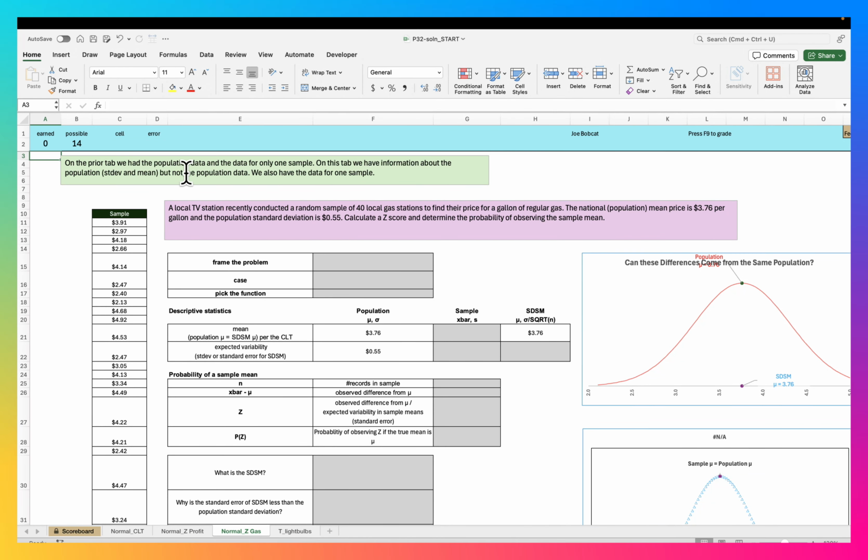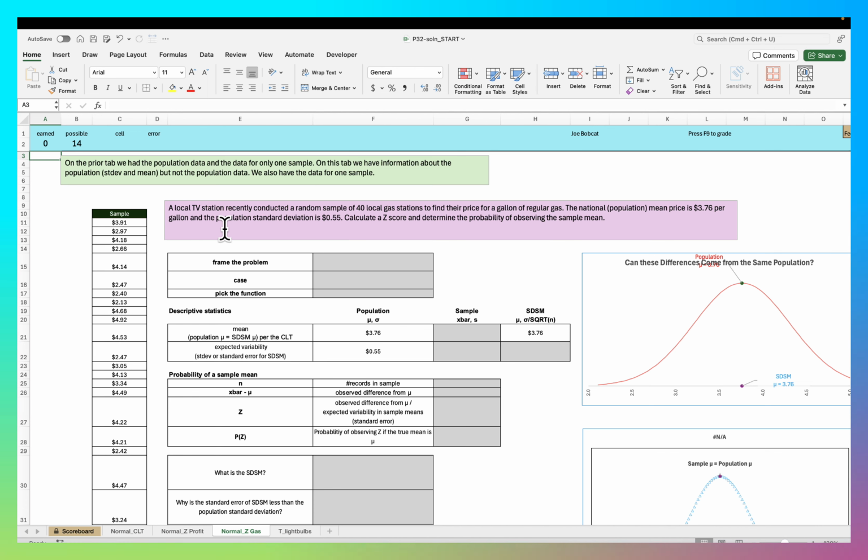On the prior tab, we had the population data and the data for only one sample. On this tab, we have information about the population standard deviation and mean, but not the population data. When someone just knows what the standard deviation and mean are, that turns out to be good enough. We also have the data for one sample, which is here.